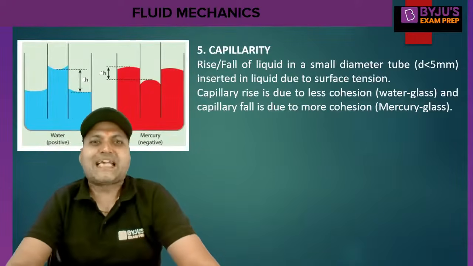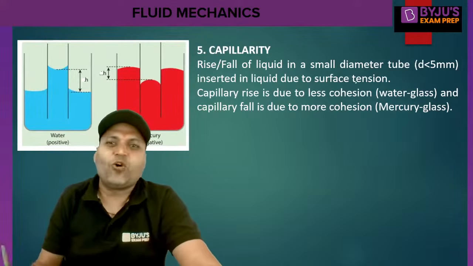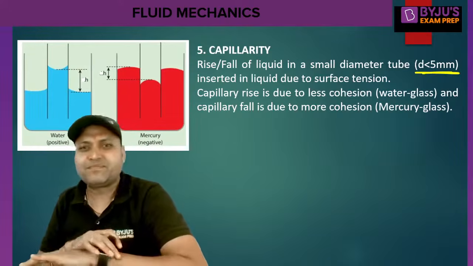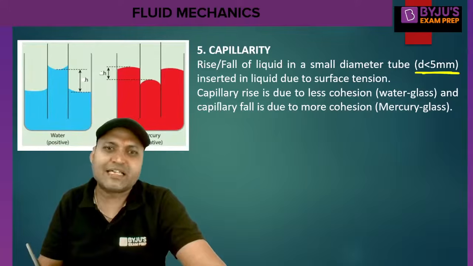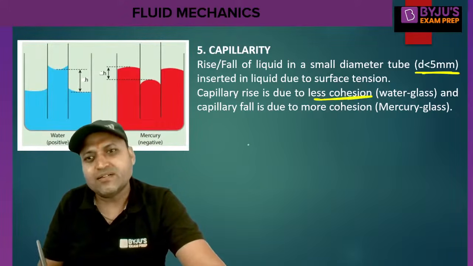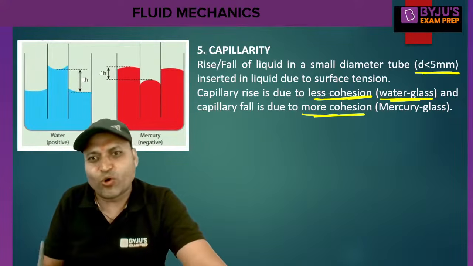The next property is capillarity. What is capillarity? The rise or fall of a liquid in a small diameter tube, diameter should be less than 5 mm, inserted in the liquid, which is due to surface tension, is called capillarity. Capillary rise is due to less cohesion. Example is water and glass. And capillary fall is due to more cohesion.